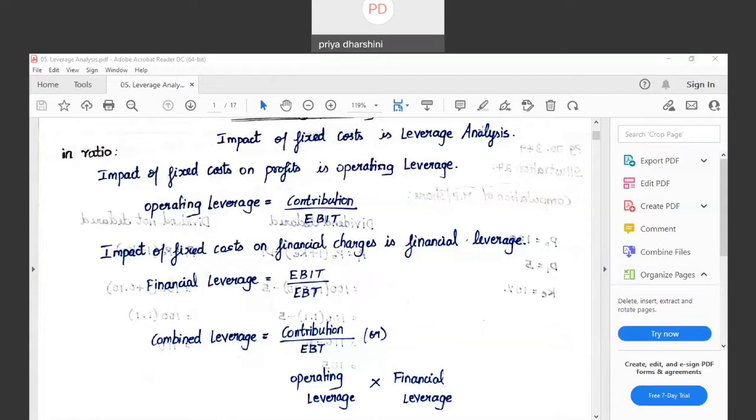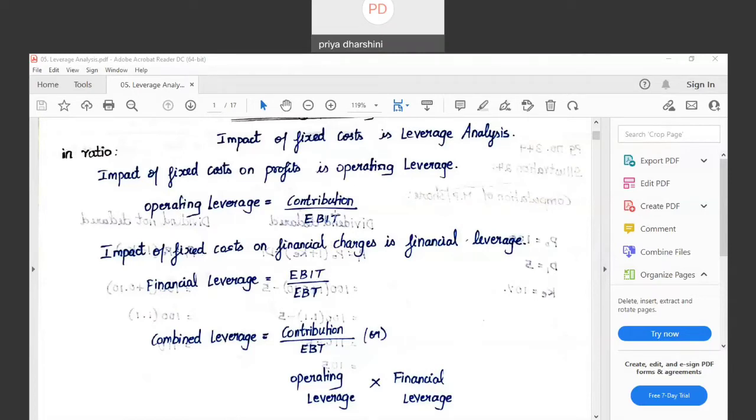How do you measure operating leverage? It is contribution by EBIT. How do you measure financial leverage? It is EBIT by EBT. How do you measure combined leverage? It is contribution by EBT. Alternatively, it is operating leverage into financial leverage.